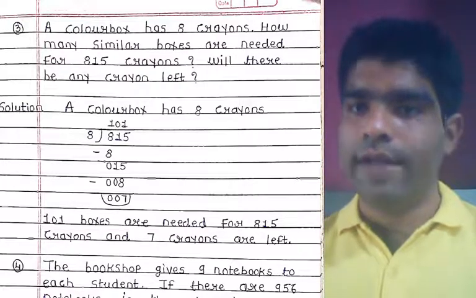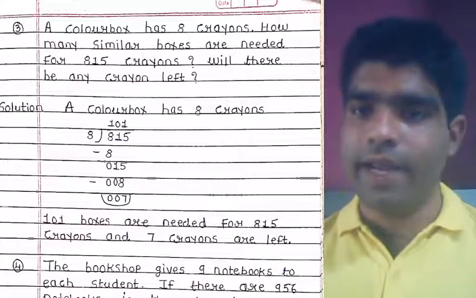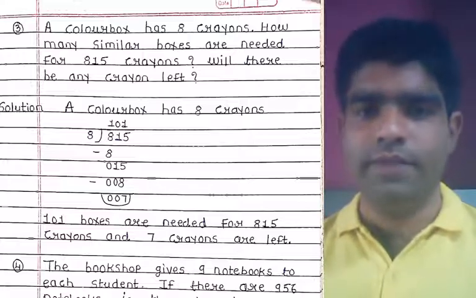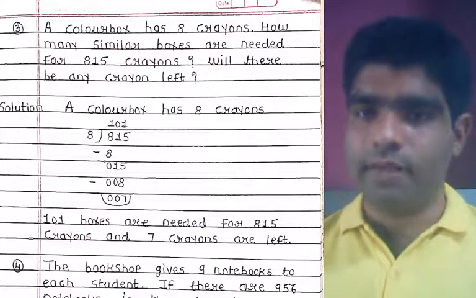First of all, write down the condition given to you. A color box has 8 crayons. It means that here will be 8, using the simple division method. This is our 815. Now we have to solve the example very clearly.